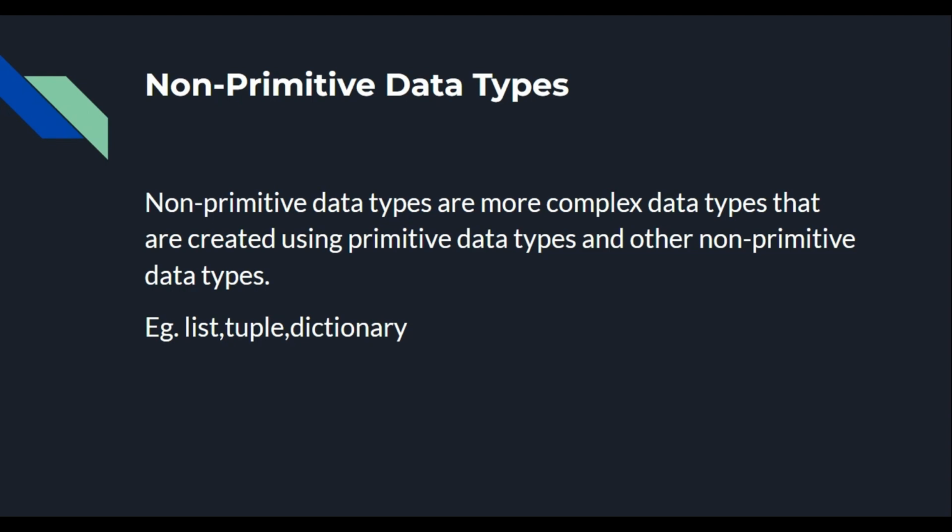Non-primitive data types are built on top of primitive data types, meaning they contain primitive data types only. Non-primitive data types are more complex data types that are created using primitive data types, and other non-primitive data types, meaning they can contain other non-primitive data types also. Examples in Python: list, tuple, dictionary. For example, a list can contain a tuple, a tuple can contain a list, dictionaries can contain tuples, like that. So these non-primitive data types can contain other non-primitive data types also.